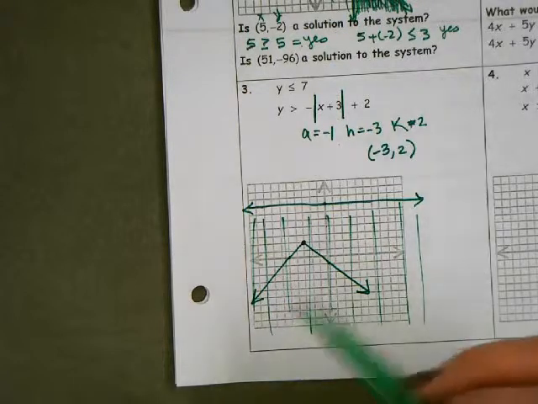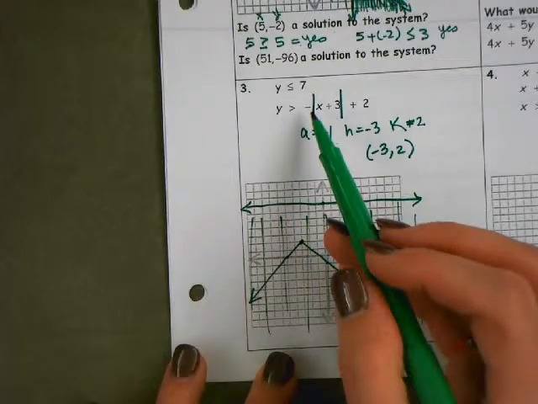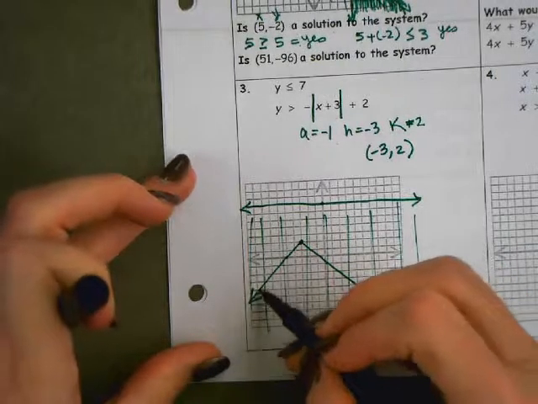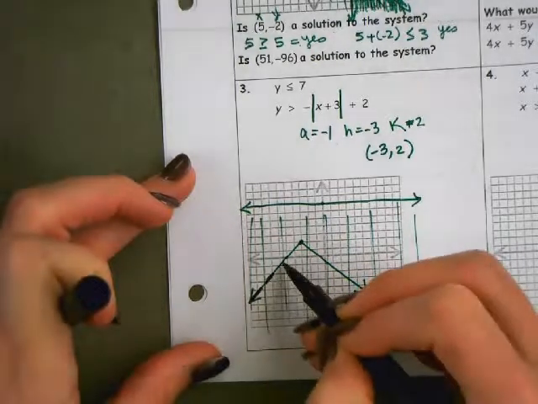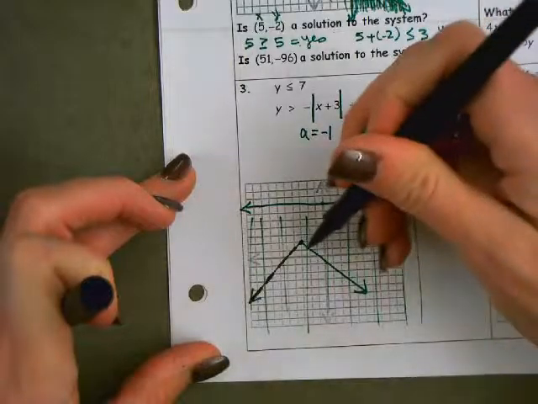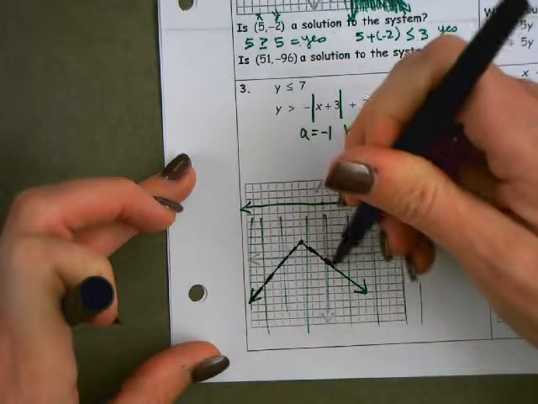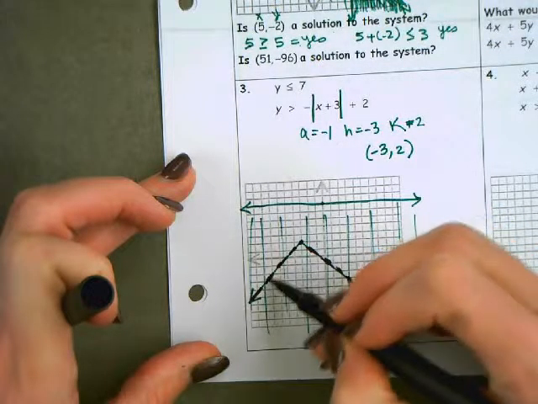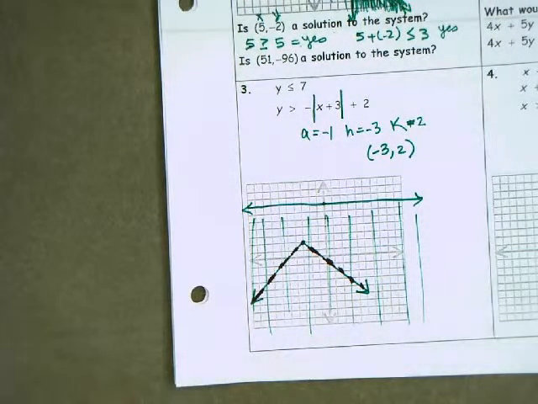Okay, so now that we have it graphed, it's saying that it is greater than. Okay, so now that it's greater than, what do I need to do with this line that I just drew? It should be dashed. Okay. Alright. Because it's not an equal to, so it's dashed.